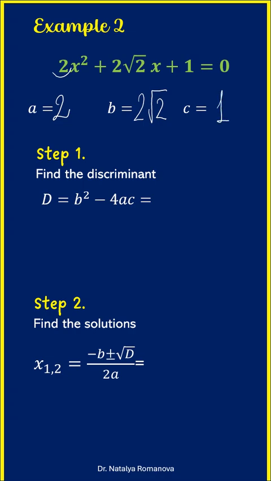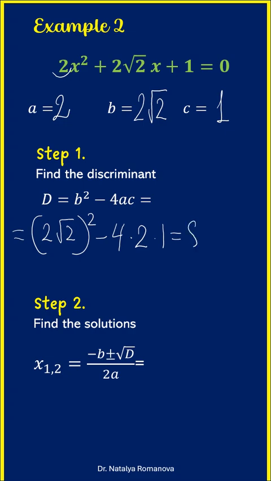Now we have to find the discriminant. b squared is 2 square root of 2 squared minus 4 times 2 times 1. So now we have 2 times square root of 2, squared. 2 squared is 4, and square root of 2 squared is just 2. So finally we have 8 minus 8 equals 0. Discriminant equals 0. Our equation has one root, one repeated root.